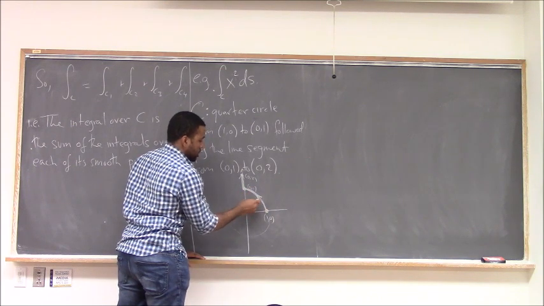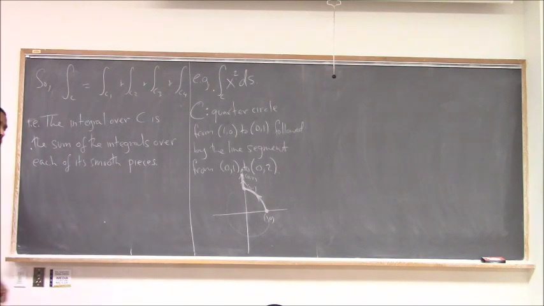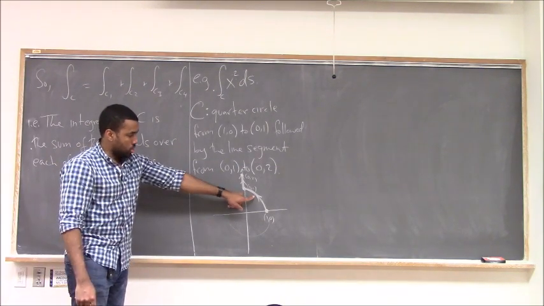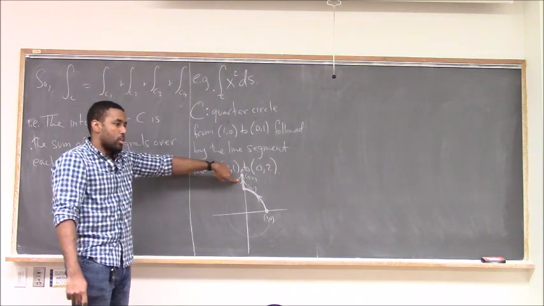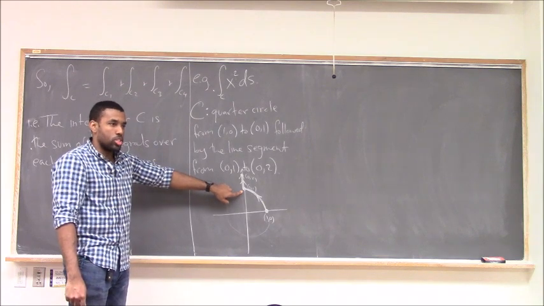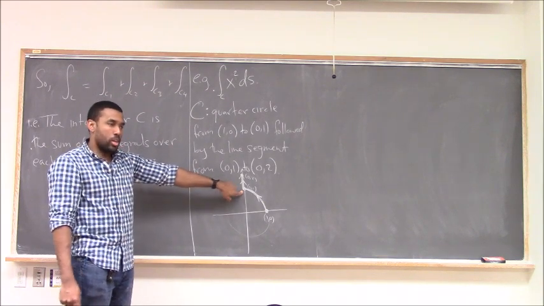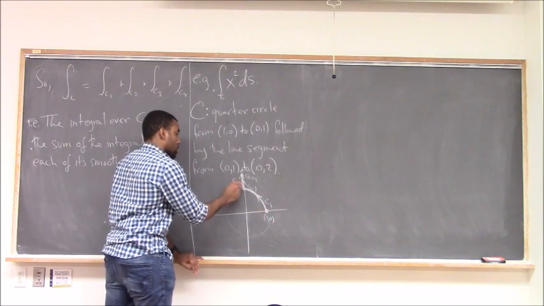It does this, then it does that. Notice this part here is a circle, that part there is a straight line. They have two different parametrizations. They're both smooth on their own, but connecting them creates a sharp corner, so I can't just do it all in one shot. I have to split it up into two curves. So I can call one of these C1, and call the other one C2.